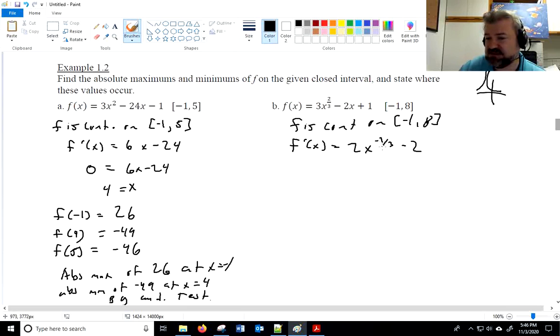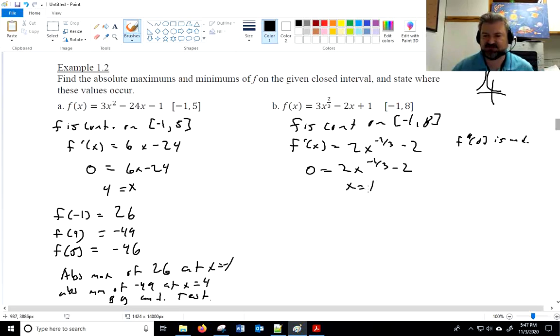All right, well, clearly x equals 0 is a critical number. So f prime of 0 is undefined. The original f of x is defined at 0, but f prime of 0 is undefined because I would have 2 over the cube root of 0. That's a negative exponent, undefined. Let's see if we can solve it equal to 0, though. Well, 1 to any power is itself. So if x equals 1, this is 2 minus 2 equals 0. So we can say that f prime of 1 is also equal to 0. Those are two critical numbers.